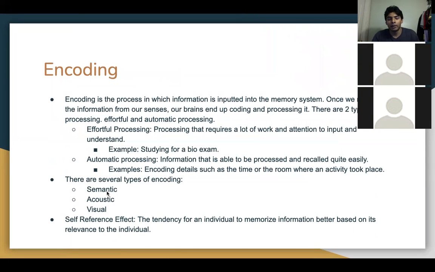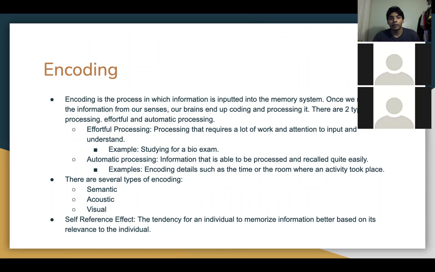So to begin with, we have encoding. Encoding is the process in which information is inputted into the memory system. Once we receive the information, our brains end up coding and processing it. There are two types of processing, effortful and automatic. Effortful processing is a process that requires a lot of work and attention to input the information to understand it, like studying for a bio exam. Automatic processing is information that's able to be processed and recalled quite easily. Some examples of that would be details like time and space.